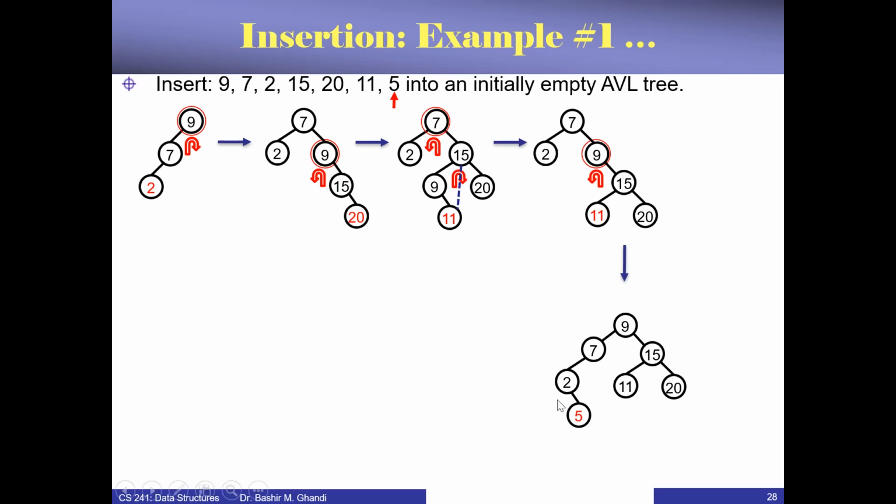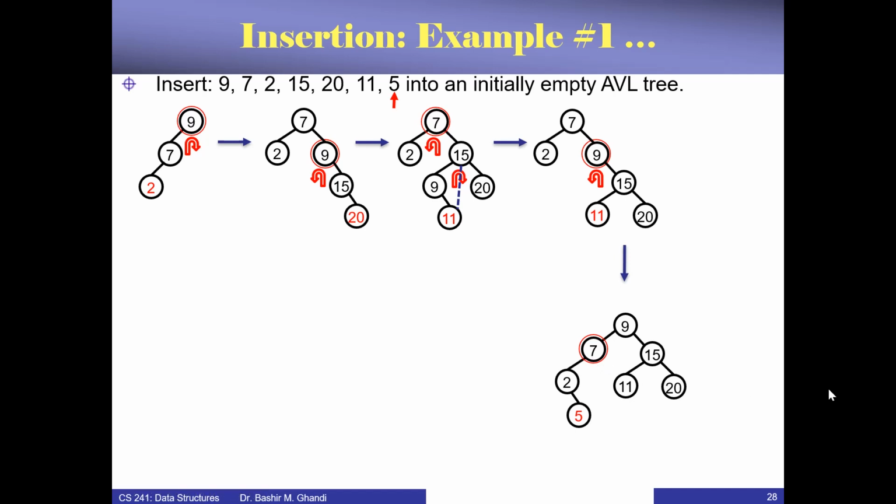5 will go to the right of 2. And then if you ask yourself, is there an issue? Yes, there is an issue, not with 2, but with 7. Because 7 has nothing on the right, but 2 on the left. So the balance factor is -2.